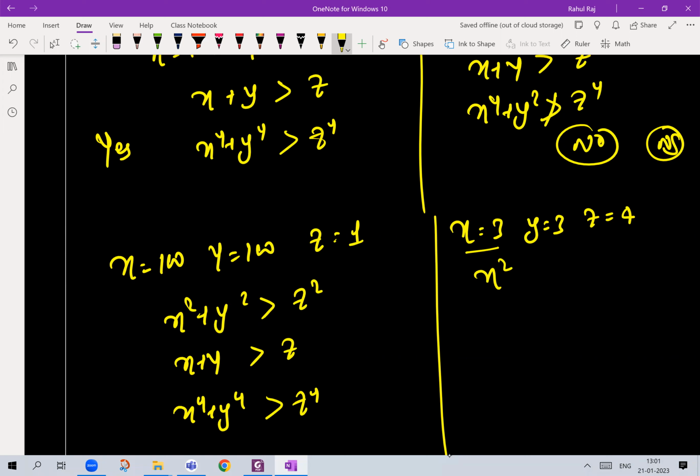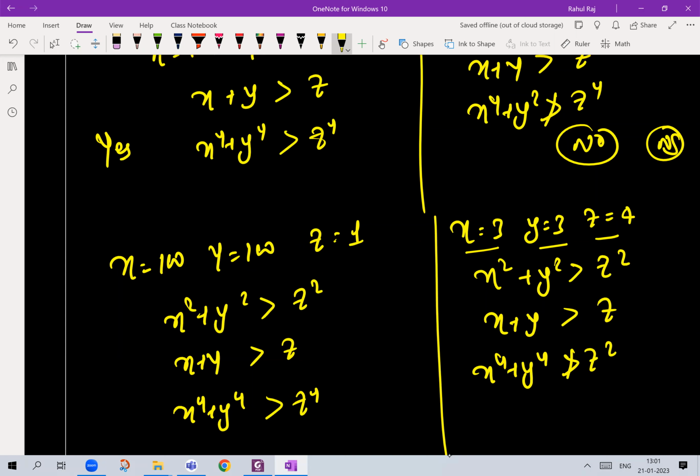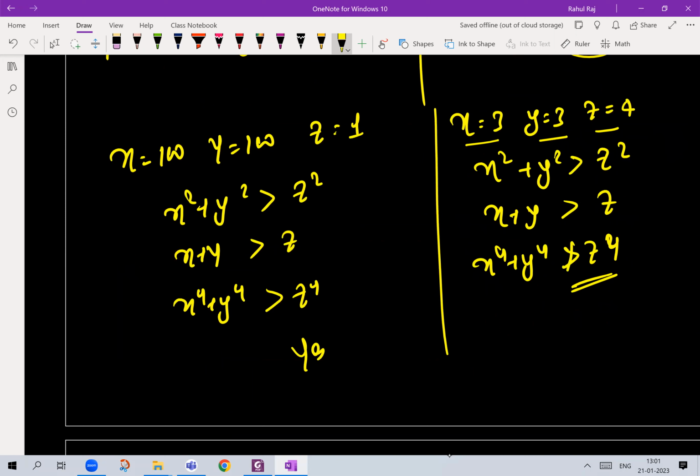Now imagine I took x is equal to 3, y is equal to 3, z is equal to 4. My statement number 1 suffices, x square plus y square is greater than z square. My statement number 2 suffices, x plus y greater than z. But my question, x4 plus y4 greater than z4, does not suffice at all. So I have a yes situation, and I have a no situation.